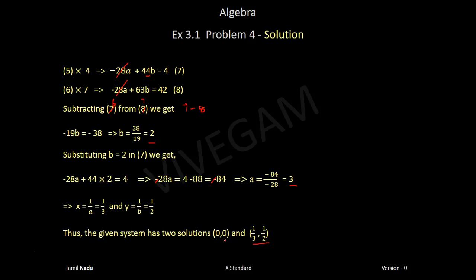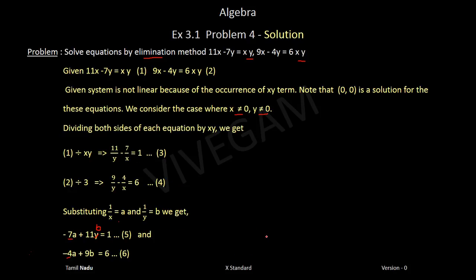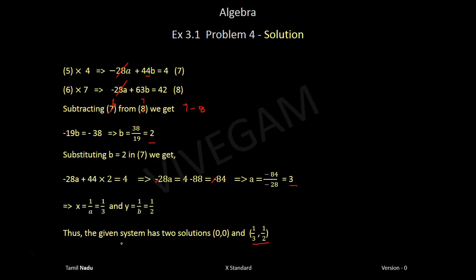First solution, x is equal to 0, y equal to 0, and there is another solution where x is not equal to 0 and y is not equal to 0, and that is 1 by 3 and 1 by 2. Okay, so basically let's recap it. First, we'll have to eliminate this xy: divide both sides by xy, then you get an equation. Replace 1 by x as a and 1 by y as b, so you will get a linear equation in a and b. Solve this by the elimination method. After calculating a and b, go back to the original formula and get x as 1 by a and y as 1 by b. That's all it is.